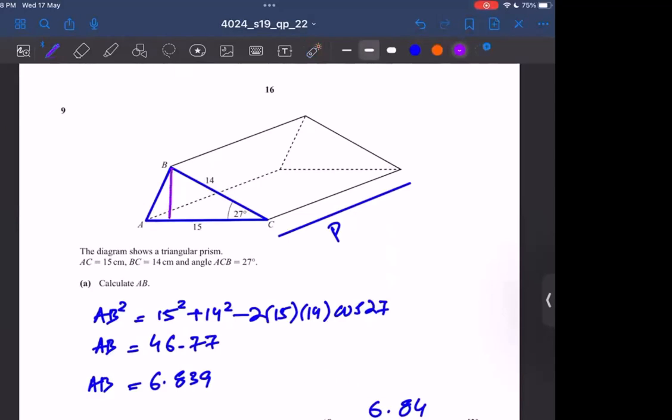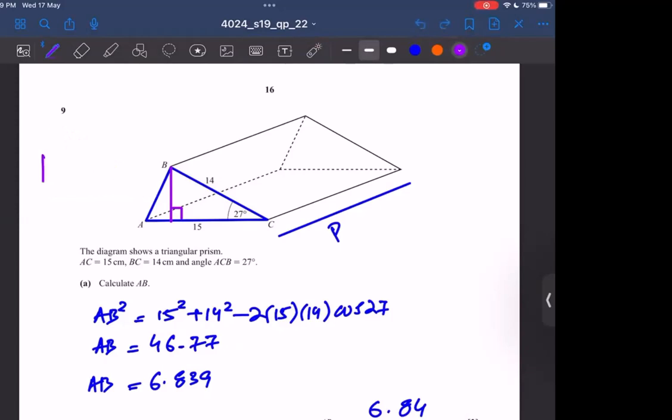This is the height of the prism, the perpendicular distance from B to the AC line. If we want to calculate the height of this prism, we have this right angle triangle here. This whole value is 15, so we cannot conclude this value here. We need this value here. And we have BC here, which is 14. So we have the hypotenuse, so we don't need any other value.